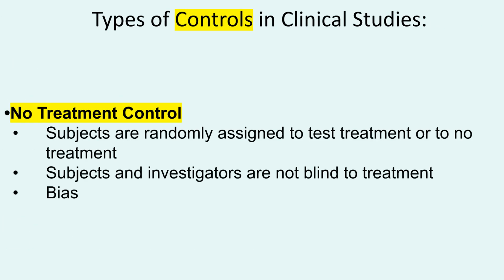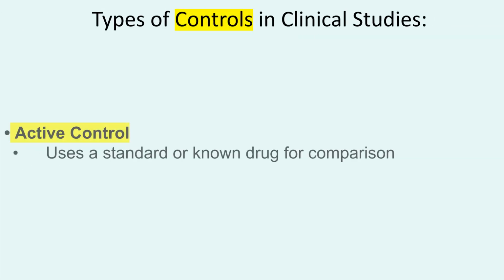In a no-treatment control study, subjects are randomly assigned to either the test treatment or no treatment. A significant drawback is that subjects and investigators are not blind to the treatment, which introduces bias. An active control uses a standard or known drug for comparison with the investigational drug. This design is often used when withholding treatment for a serious condition would be unethical.